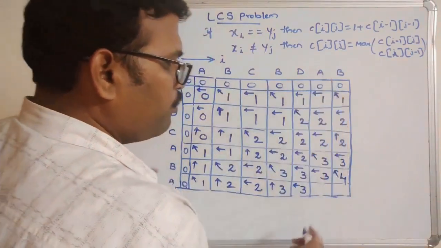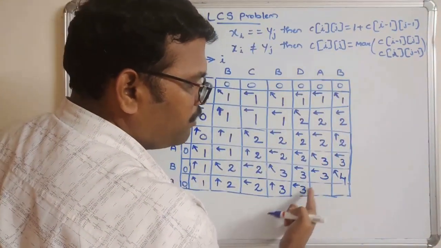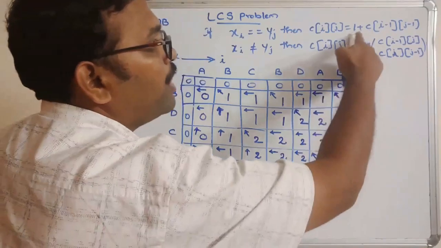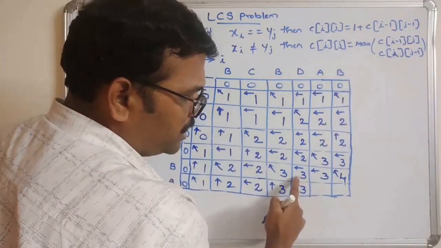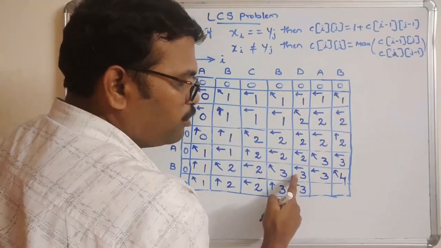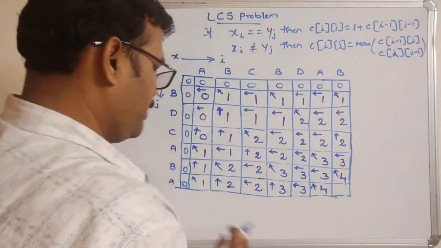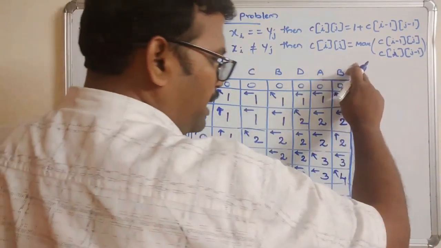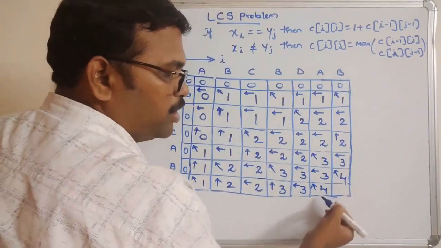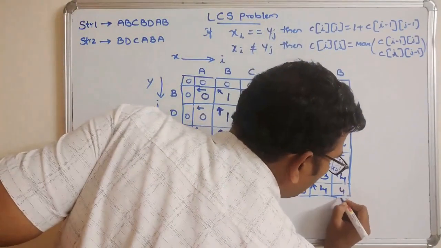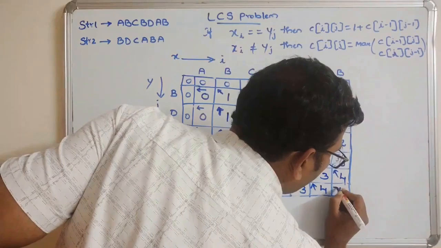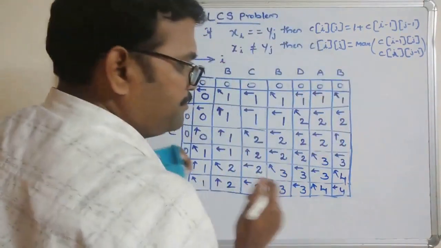A and A both are equal. So if both are equal, what happens? Diagonally 1 should be added to I minus 1, j minus 1. This is I minus 1, j minus 1. 1 should be added to 3. So it becomes 4, which is a diagonal position. And again A and B both are unequal. So we need to select the maximum among these two diagonals.